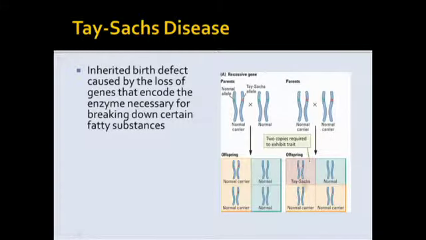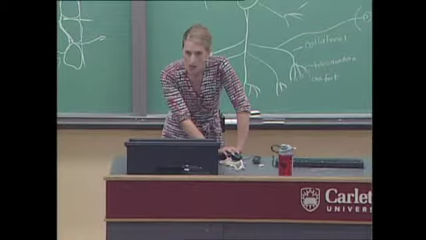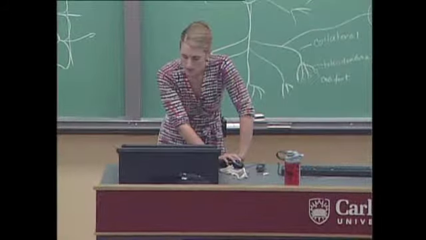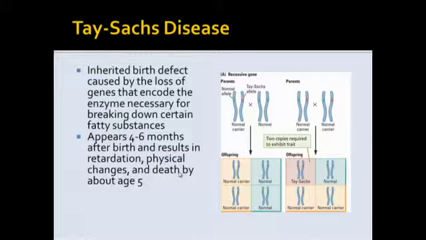is a carrier, then you have a 1 in 4 chance of producing a child or an offspring that has Tay-Sachs, okay? Because you have a 1 in 4 chance of it having both of the recessive genes. You have a 50% chance of it being a normal carrier, and again, a 25% chance of it being normal. So it's a very devastating disease.